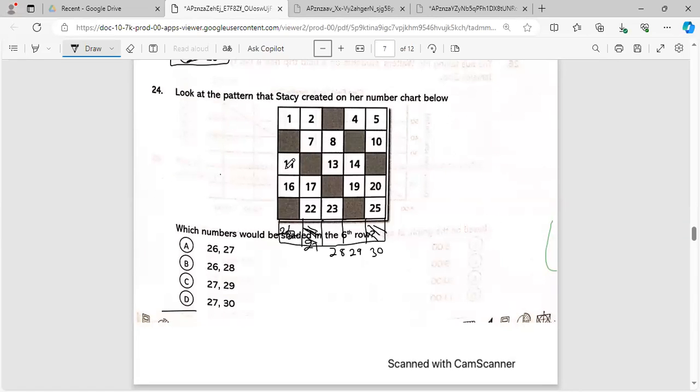1, 2, block. 1, 2, block. I mean they block it out. 1, 2, block out. 1, 2, block out. So they would continue. The number continues. Yeah, 1, 2, block.